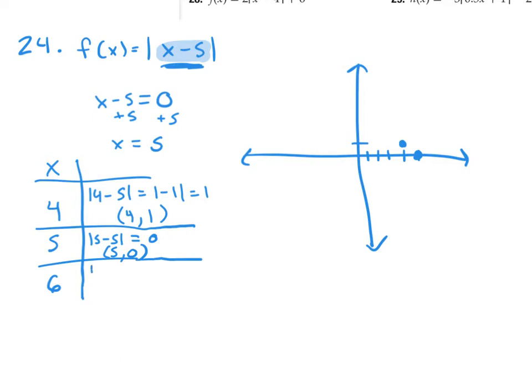Now we plug in 6 to our equation. So we have 6 minus 5, and the absolute value, 6 minus 5 is 1. What's the absolute value of 1? 1. So then what's our point here? 6, 1. So we go to the right 6 and up 1. Now that we have our 3 points, we just draw our V.